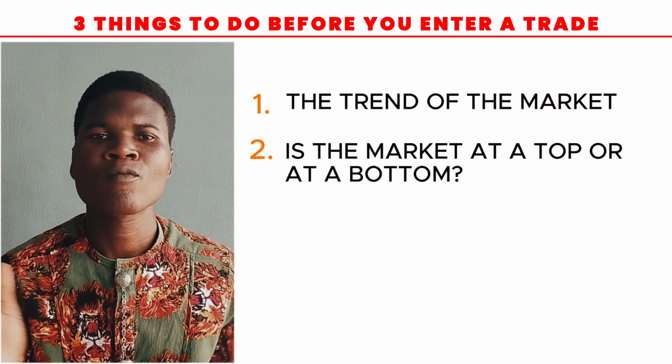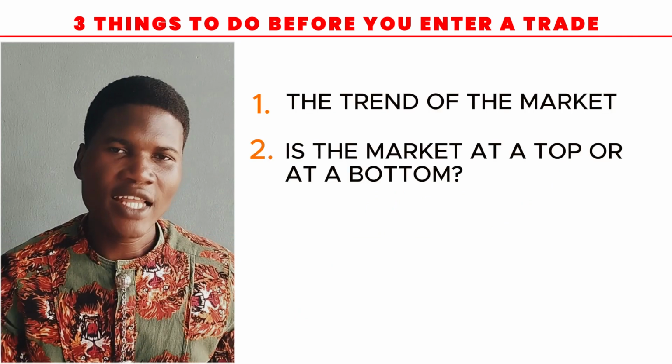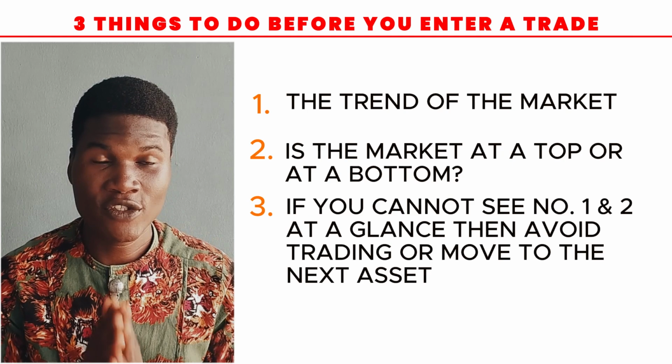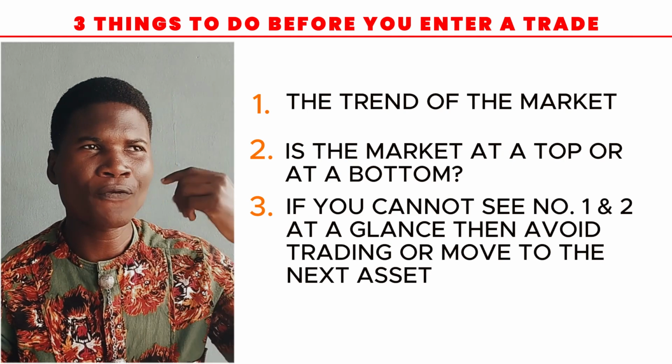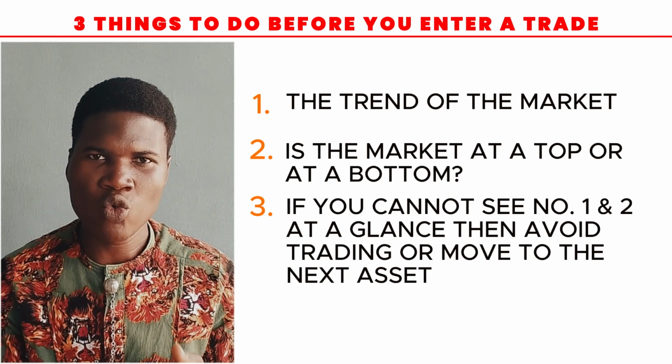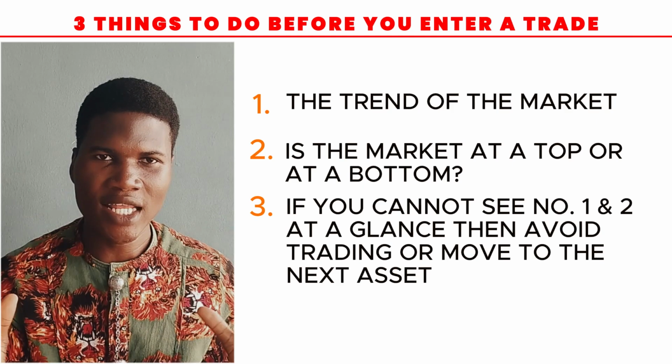Do you understand it? Now, the last thing for you to look at, number 3: if you cannot see number 1 and number 2 at a glance, avoid the market. It means you don't have a strategy yet. It means you don't know what to trade. It means you are still learning how to trade. What I just said now, if you cannot identify it at a glance, rest. Don't trade. Avoid the market because it will suck your money. Do you understand what I just said?